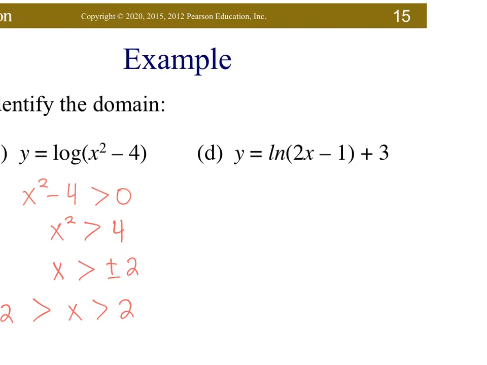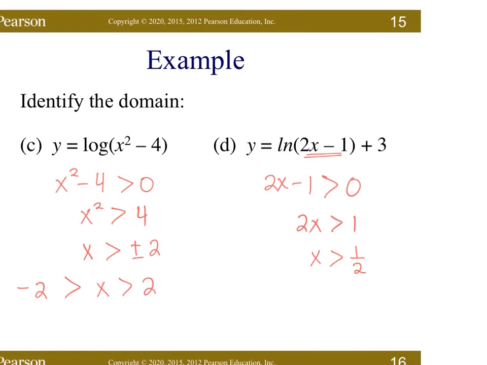For the last one, we have another logarithm, so greater than 0. We want to take only the part that's in the logarithm, so that's only the 2x minus 1. We don't have to take the plus 3 because it's not in the logarithm. I'll add 1 to both sides, and I'll divide by 2, so x is greater than half. And so the domain here would be that x must stay greater than 1/2. So those are some samples of a domain as it relates to logarithm, and the range for all of them would be all real numbers.